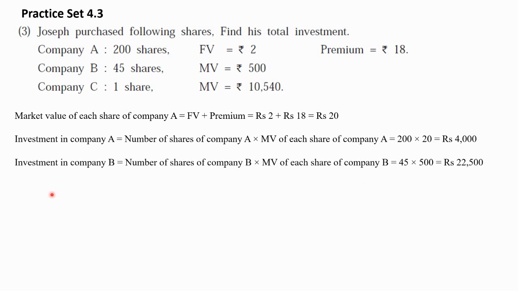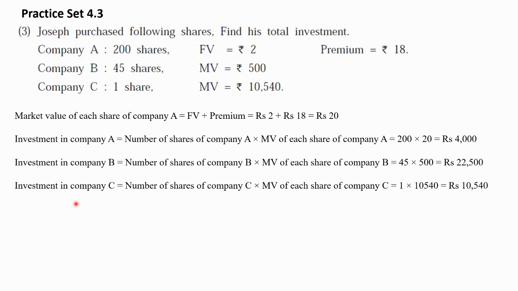Similarly, investment in company B is number of shares of company B multiplied by market value of each share of company B. So in company B, he purchases 45 shares and market value of each share was 500. So total investment will be 45 into 500, and that is 22,500 rupees. Similarly, we'll find his investment in company C, that is number of shares of company C multiplied by market value of each share of company C. In company C he purchased just one share and market value of that share was 10,540. If you multiply 1 into 10,540, you will get rupees 10,540 itself.